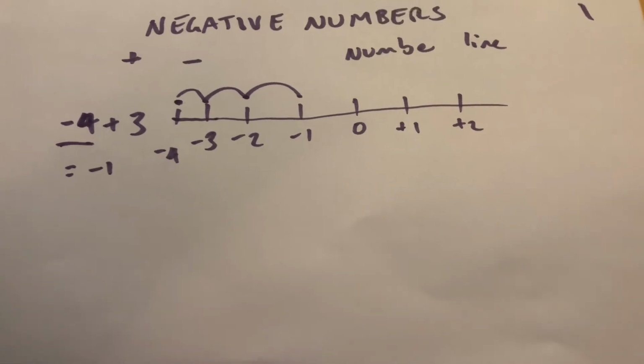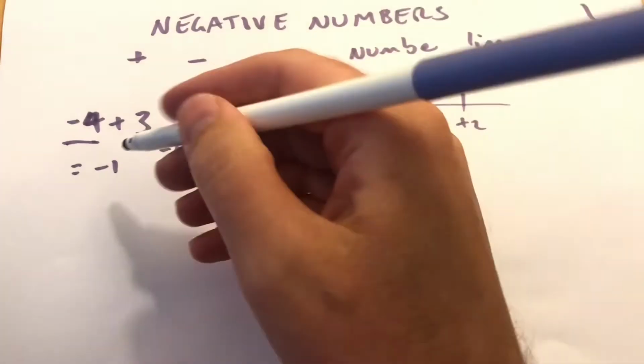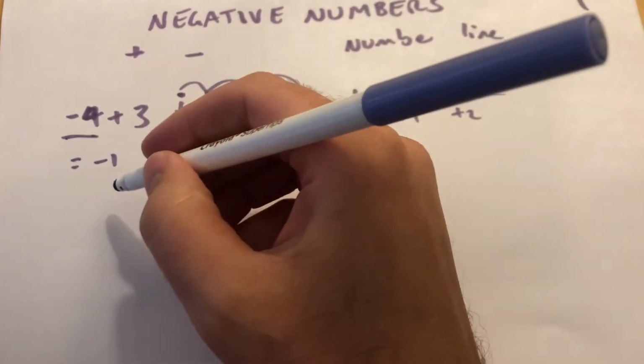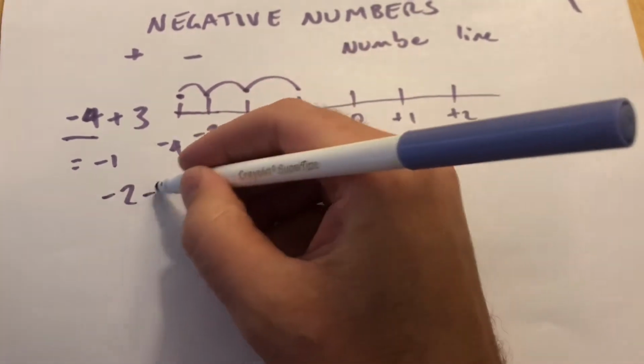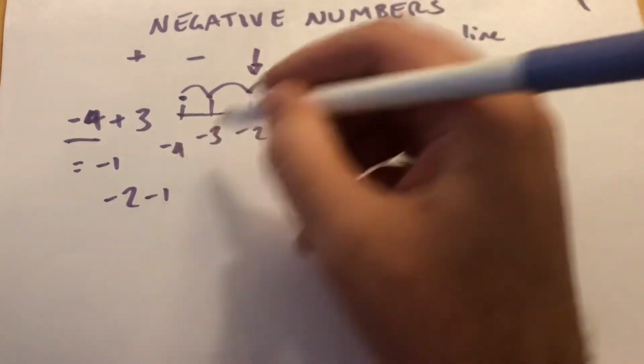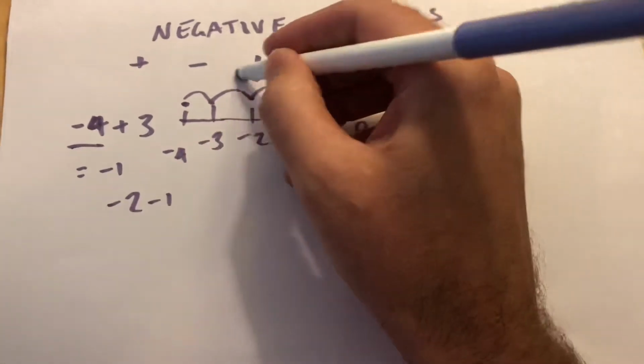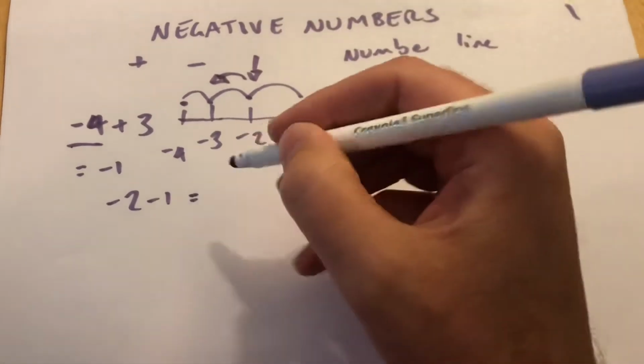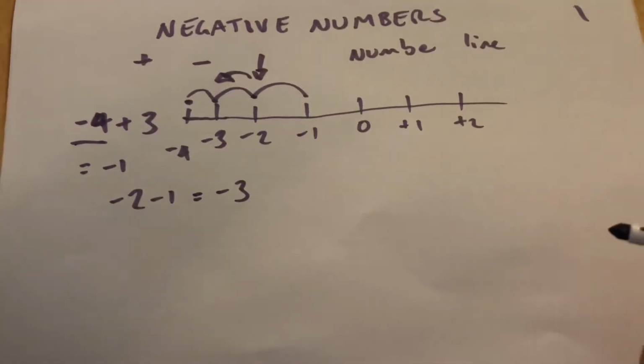And don't then get confused if you had two negatives being used here. Say if I had -2, -1. Again, use your number line, start at -2, but you are going to subtract 1 from there. So you're going to go there and equal -3.